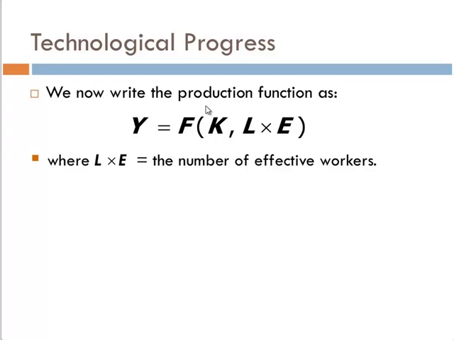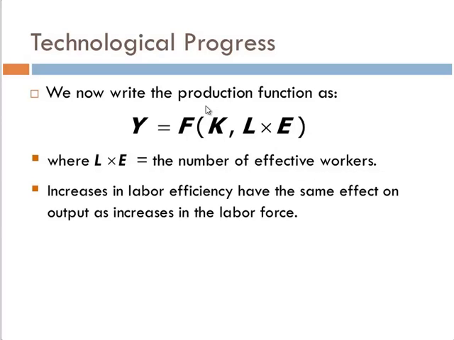Another way of saying that is the number of effective workers. Now remember, we're going to use this word effective a lot, so you're going to get sick of it by the end of this chapter. Increases in labor efficiency have the same effect on output as an increase in the labor force. That's what we're saying. That technological improvement simply improves the productivity of labor, and by improving the productivity of labor, what are we doing? We're essentially just increasing the labor force. That's how we're going to model technological advancement. Now you're saying, well, is that kind of a cheesy way to do it?